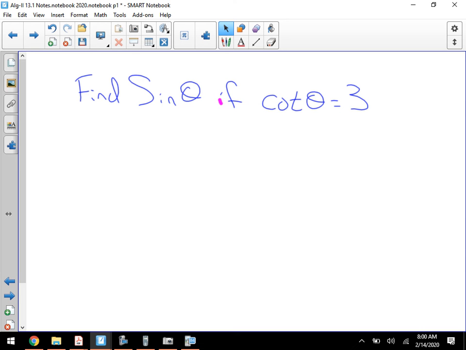So again, cotangent is the reciprocal function of what? Tangent. So if tangent is opposite over adjacent, cotangent would be adjacent over opposite. So what's your adjacent for cotangent in this case? 3. And what's your opposite? 1. So this is your 3, this is your 1. Now what do you do to find your hypotenuse? Factor through. In this case, you get 3 squared, which is 9, plus 1 squared is 1, so 10. What's the square root of 10?